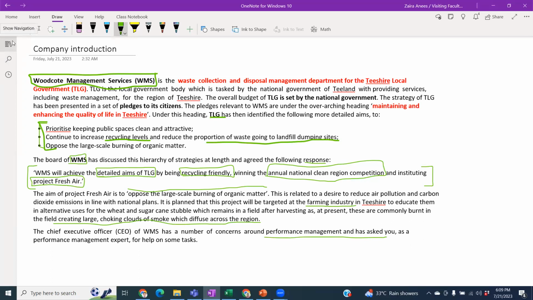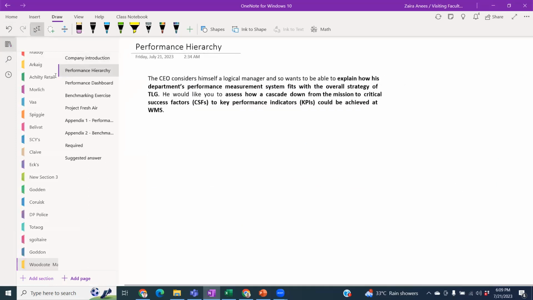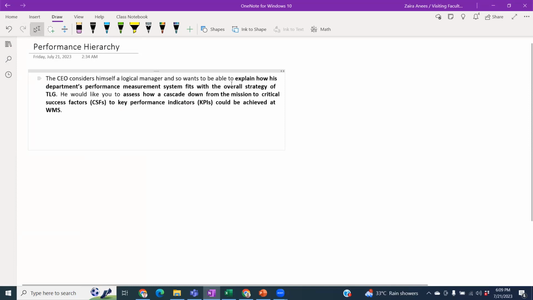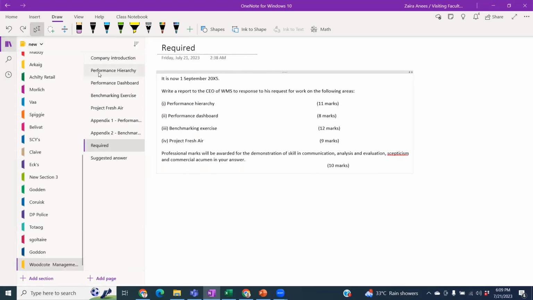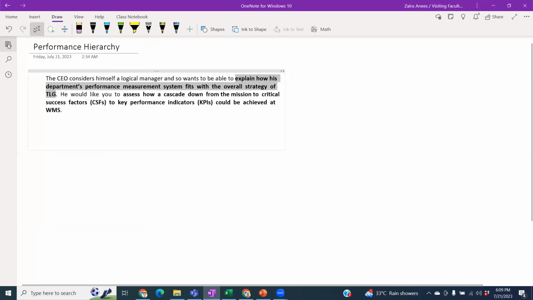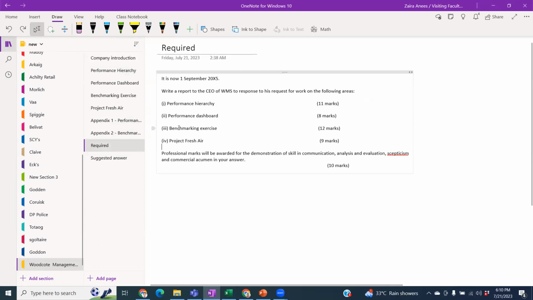Now let's move to the next part. The next part is performance hierarchy. The CEO considers himself a logical manager and so wants to be able to explain how his department's performance measurement system fits with the overall strategy of TLG. This is basically the concept of embedded requirement, that whatever is required from you is actually part of the question. You will not find anything in the requirement. If you see the requirement, this is the requirement. Nothing is mentioned here, so whatever you will find is in the question. So probably the first requirement is this one: performance hierarchy, performance dashboard, benchmarking exercise, Project Fresh Air. This is something about which you have to write the report. So hierarchy, dashboard, benchmarking exercise, project Fresh Air. These are four windows which have been given apart from the company introduction.